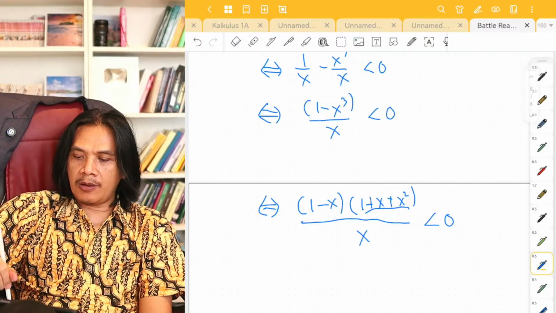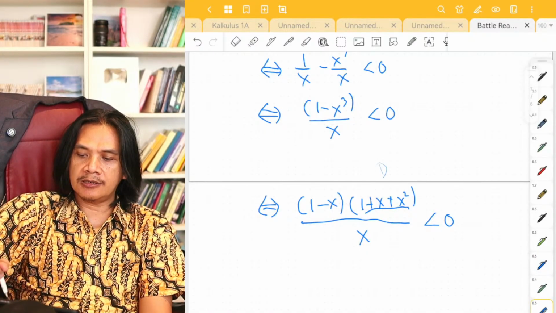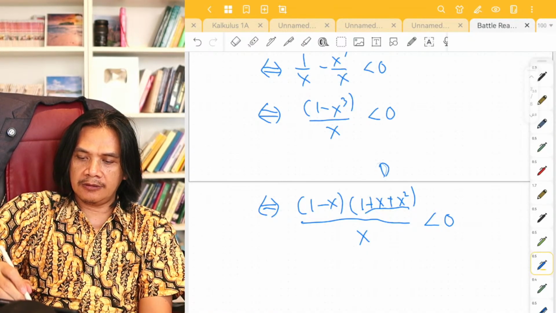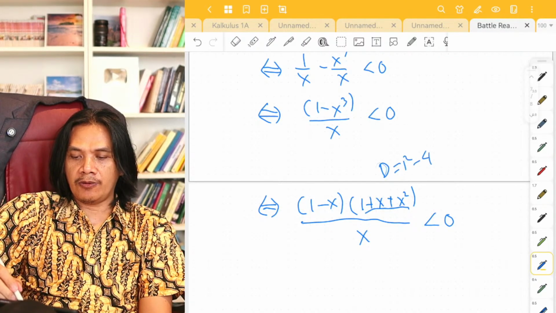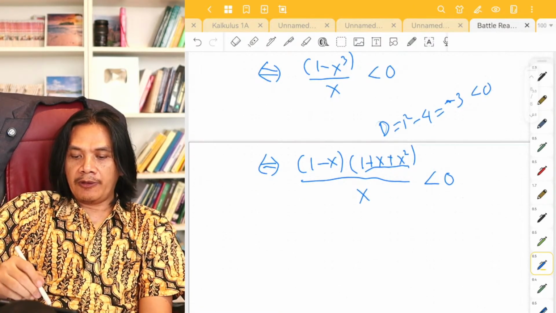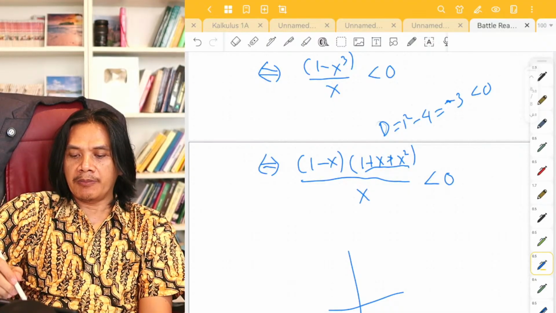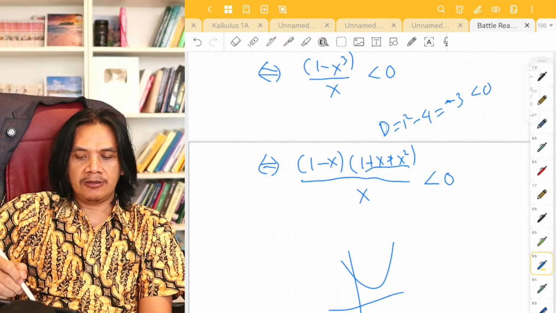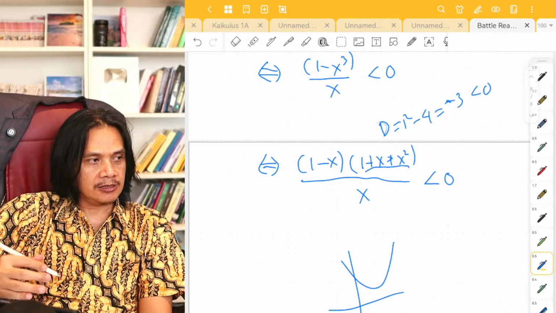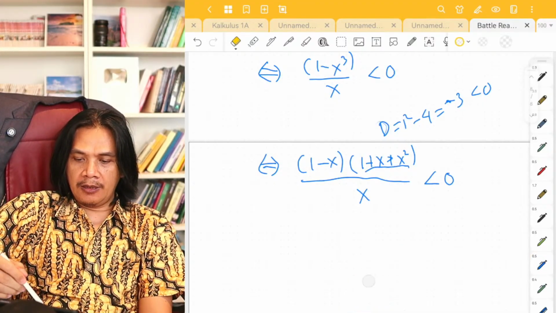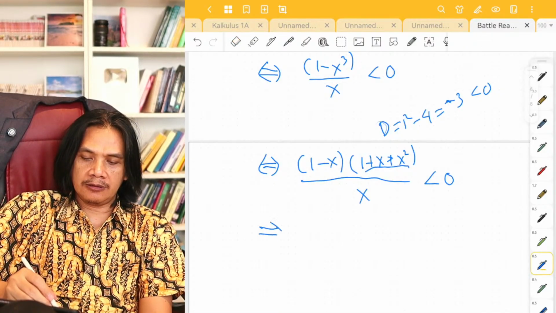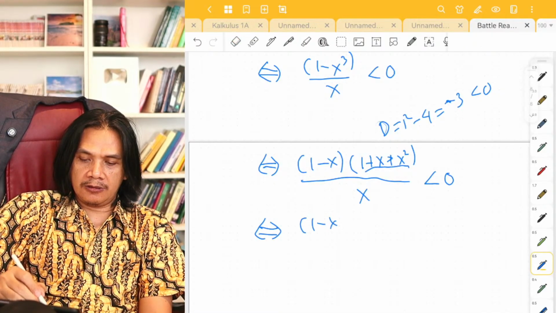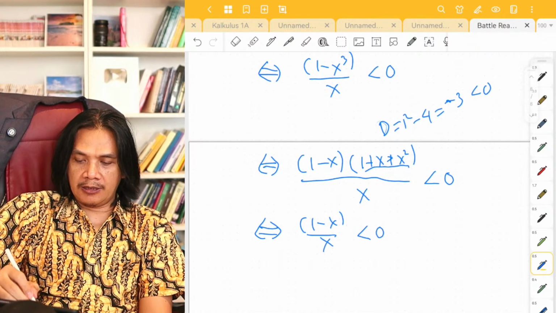Why? Use the argument that the discriminant is negative. Okay. b squared minus 4ac. So this is 1 squared minus 4, which is negative 3, negative. So this parabola opens up and it's not touching the x-axis. So then this is above the x-axis. Positive. So since it is positive, we are allowed to divide by this guy. Oh, okay. Yeah, and then you just have 1 minus x over x is less than 0.